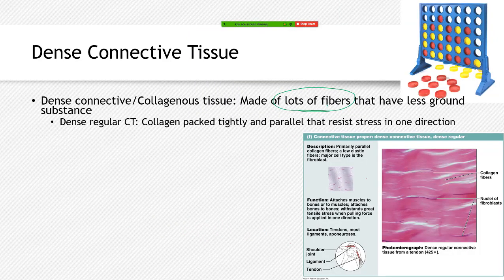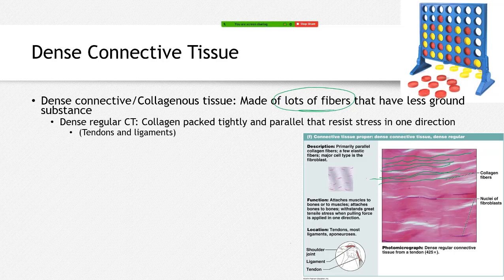So dense regular connective tissue is going to be this one here. And you'll notice there's a lot of these collagen fibers, and they're all kind of parallel with each other. That makes it very strong to resist stress in one direction. But if you were to apply stress in a different direction, then it may not be as strong anymore. So examples of this are the tendons and ligaments.